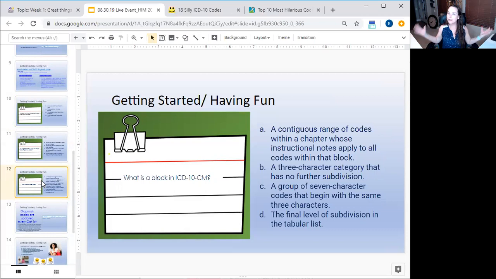So this is kind of looking at the formatting and the makeup of the ICD-10 book. What is a block? Is it a contiguous range of codes within a chapter whose instructional notes apply to all codes within that block? Is it a 3-character category that has no further subdivision? A group of 7-character codes that begin with the same 3 characters? Or the final level of subdivision in the tabular list? This one is letter A. This is a range of codes within a chapter whose instructional notes apply to everything within that block.